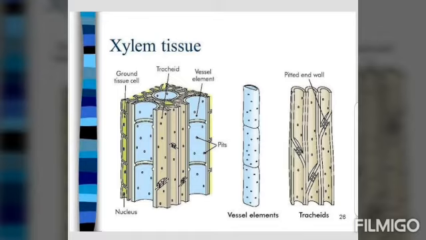The vessel cells are also devoid of protoplasm. The presence of vessels is a characteristic feature of angiosperms. Xylem fibers have highly thickened walls, and these may either be septate or aseptate. Xylem parenchyma cells are living and thin-walled, and their cell walls are made up of cellulose.